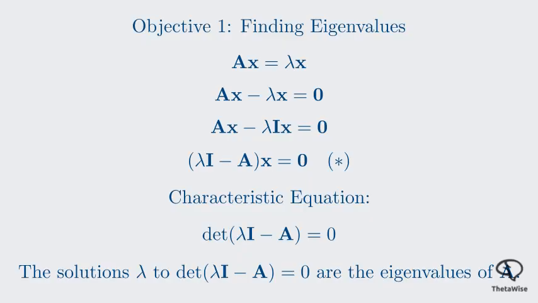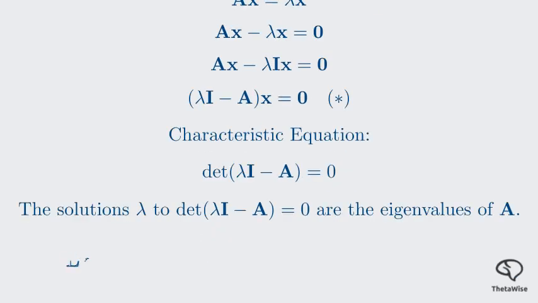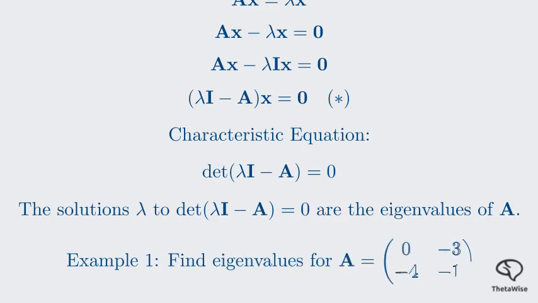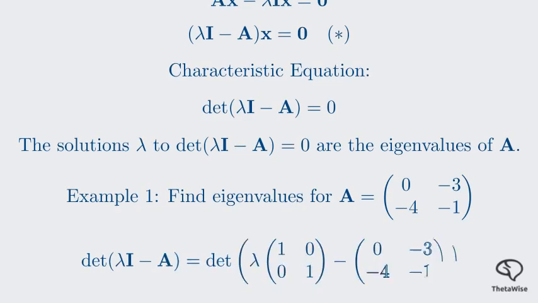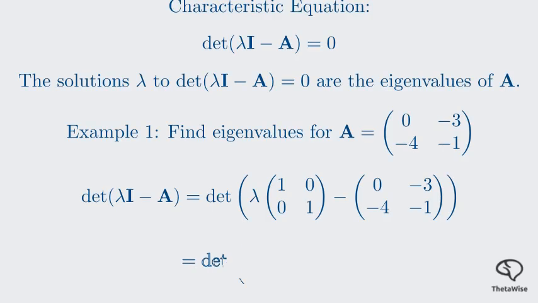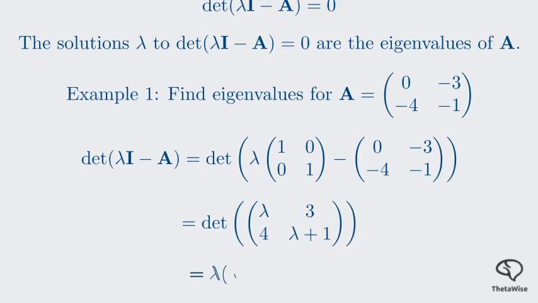Let's work through an example to see how this is done in practice. Consider the matrix A equals 0, -3, -4, -1. First, we set up the characteristic equation. We need to calculate the determinant of lambda I minus A. This simplifies to the determinant of the matrix lambda, 3, 4, lambda plus 1. The determinant of a 2 by 2 matrix is the product of the main diagonal elements minus the product of the off-diagonal elements. This gives us lambda times lambda plus 1 minus 12.